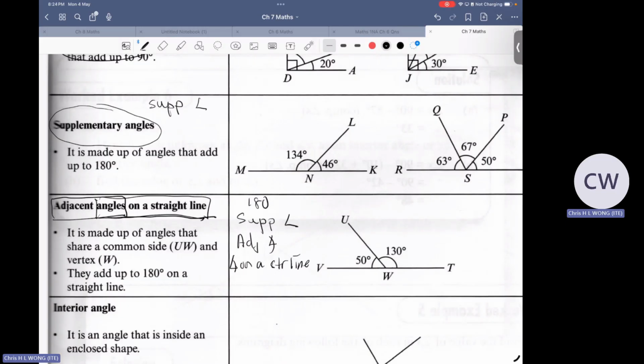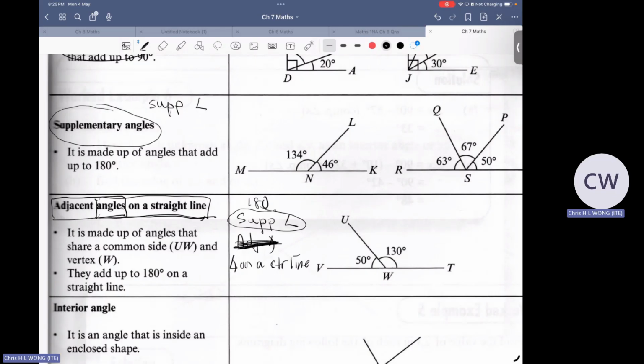Just use one will do. You don't need to remember three. I remember one: supplementary angle, call it a day. But don't use adjacent angle. Use supplementary angle or angle on a straight line, which is better. Don't use adjacent angle. Sometimes it's quite risky also.